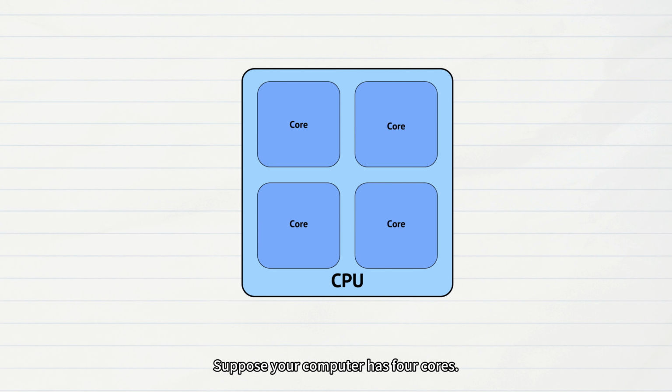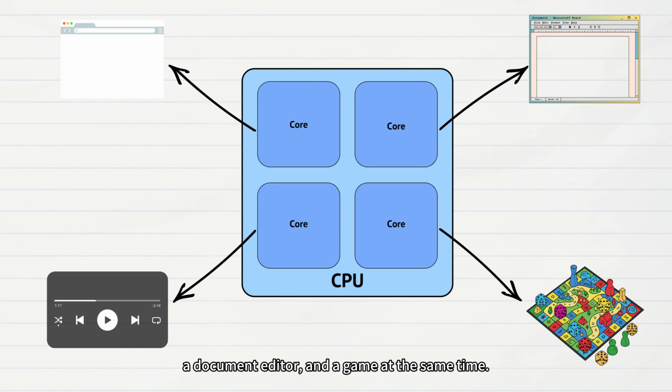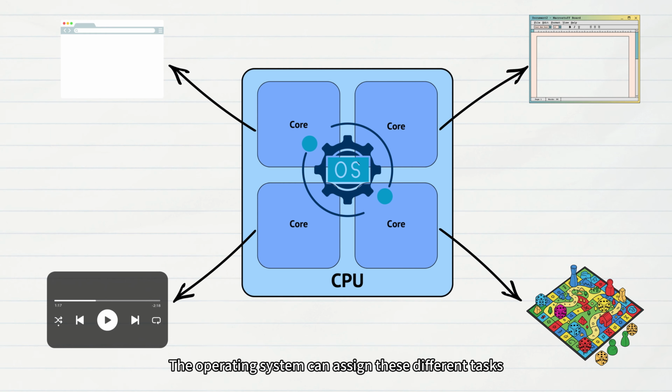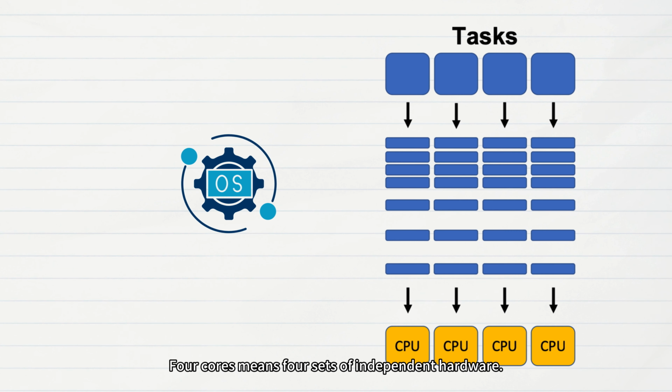Suppose your computer has 4 cores. You open a browser, a music player, a document editor, and a game at the same time. The operating system can assign these different tasks to different cores. This way, multiple programs can run simultaneously. This is true parallel computing. 4 cores means 4 sets of independent hardware. Theoretically, they can execute 4 different tasks at the same time.